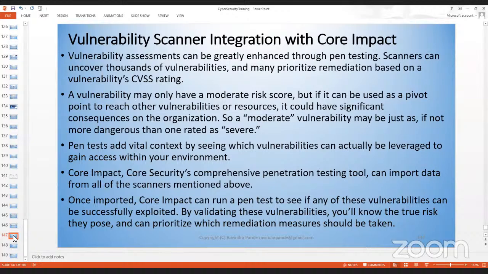Once imported, Core Impact can run a pen test to see if any of such vulnerabilities can be successfully exploited or not.